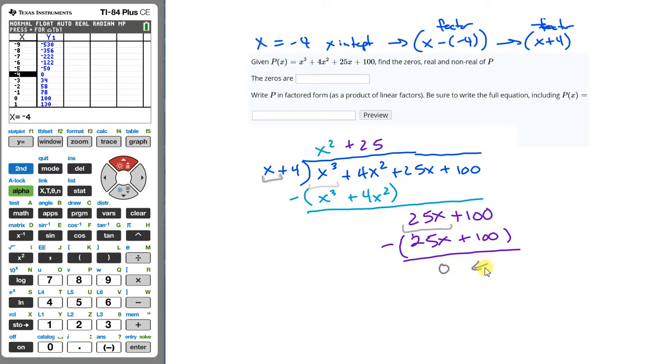When the remainder is 0, that's important. If the remainder was not 0, that means that we either didn't divide correctly or this was not truly a factor. In order to truly be a factor, it has to divide evenly with no remainder. Okay? So what does this tell us?